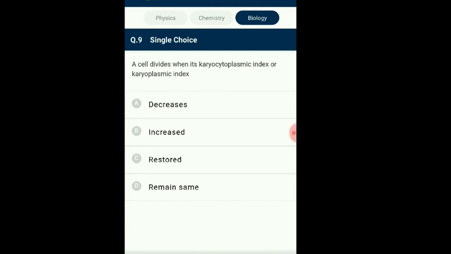Karyoplasmic index is the ratio of the volume of the nucleus to the volume of the cytoplasm. For each cell, a fixed volume of nucleus can control a fixed volume of cytoplasm. When the volume of cytoplasm increases more than the volume of the nucleus, the karyoplasmic index decreases. Thus, the cell starts dividing. So, the answer is option A, decreases.